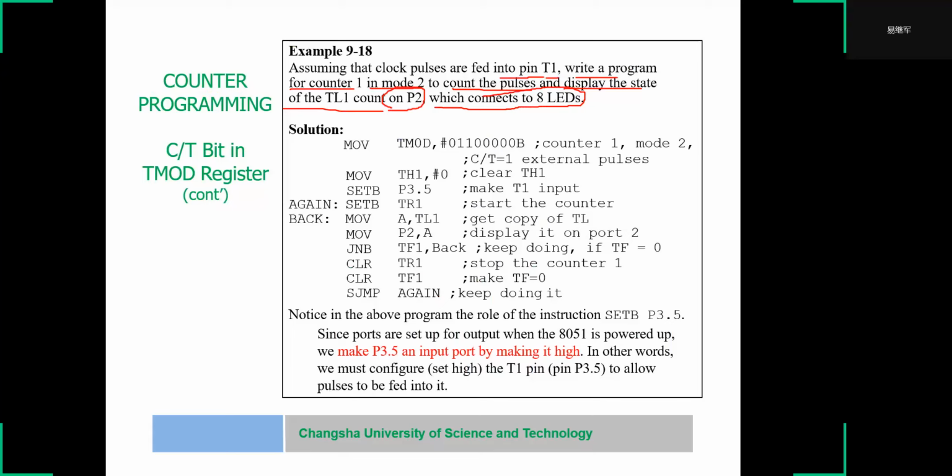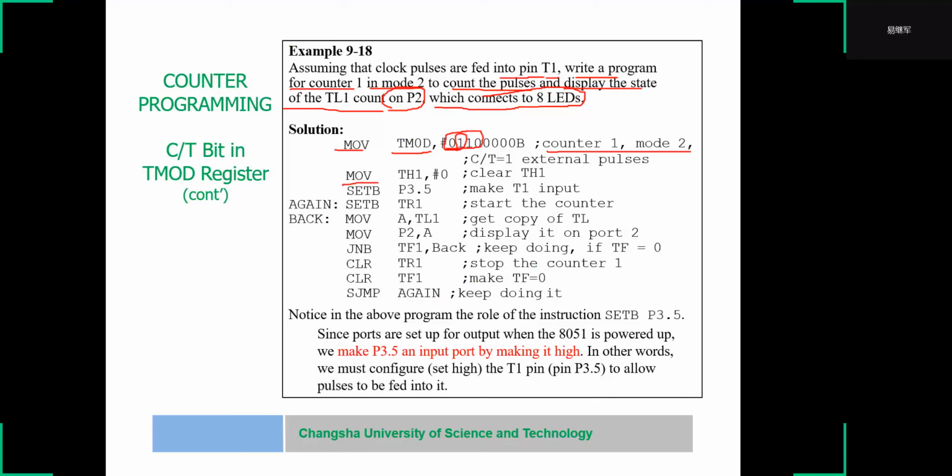Let's see the example code. Move T mode. Here is the T mode. We can see it uses timer 1. The mode is mode 2. And here is 1, which means use the timer as a counter. Counter 1, mode 2.